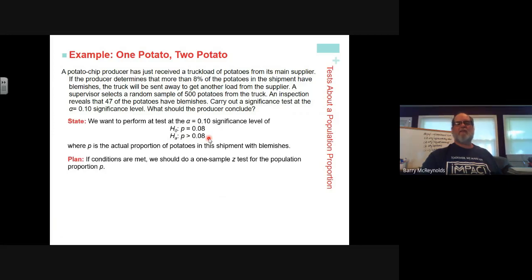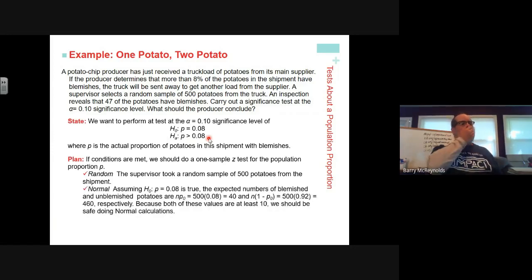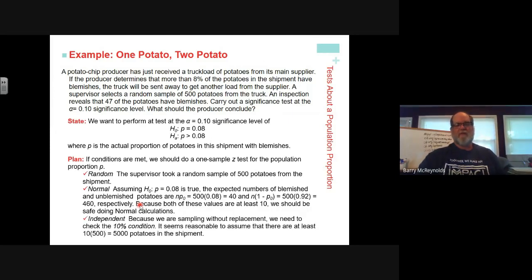And so if the right conditions are met, we're going to do the one sample z-test. Is it random? Yeah, we're told that he takes a random sample. Is our sampling distribution normally distributed? Then assuming the null hypothesis is true, n times p is 40 and n times 1 minus p is 460. Both of those are greater than 10, so we can assume that we have a normal shape to our sampling distribution. Are they independent?